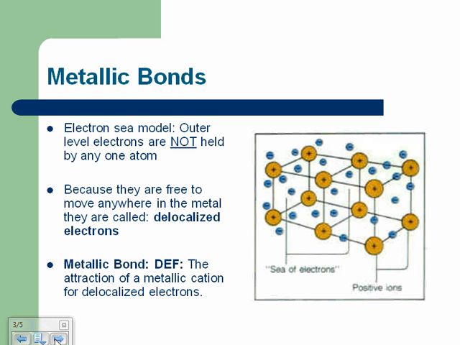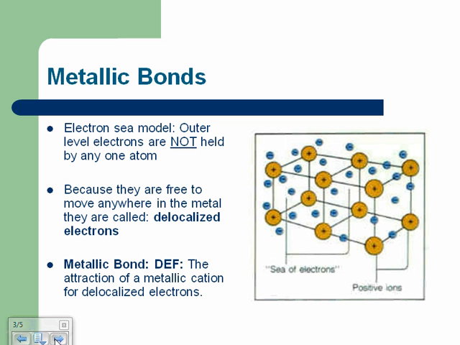You can see a picture of them kind of sitting there. The yellow are the positive cations, or the positive nucleus of the metal. The blue are the electrons, and again, they're not held by any one nucleus. They're free to move all over the place. So a metallic bond is the attraction of the metallic cation for the delocalized electrons.